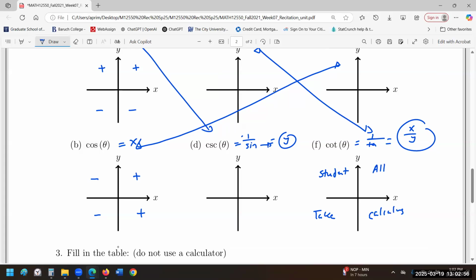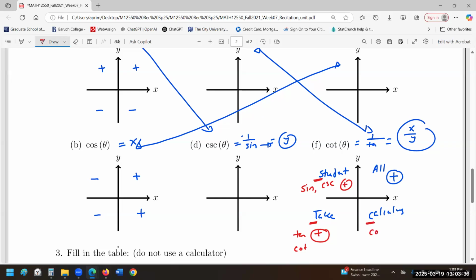It means every trig function is positive in the first quadrant. Students means you're just looking at the S as sine. So sine is positive here, and the inverse of sine, which is cosecant, is positive here. All the other four are negative here. Take means you're looking at the T, which is tangent. So tangent is positive here, and whatever we have with the tangent, like cotangent, is also positive here. So only tangent and cotangent are positive in the third quadrant. Everything else is negative.